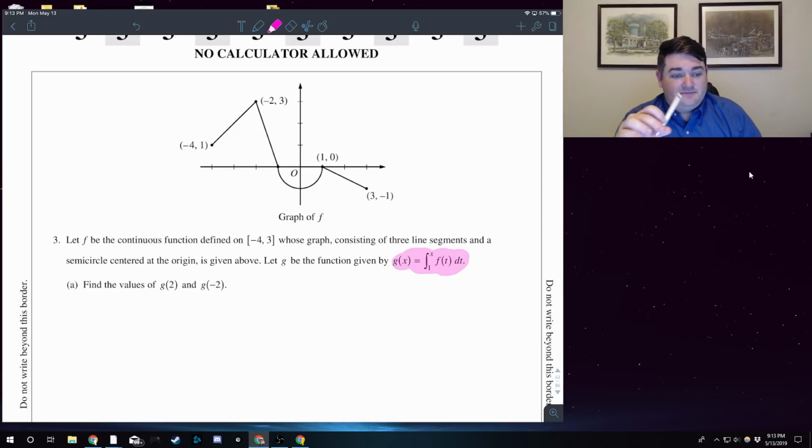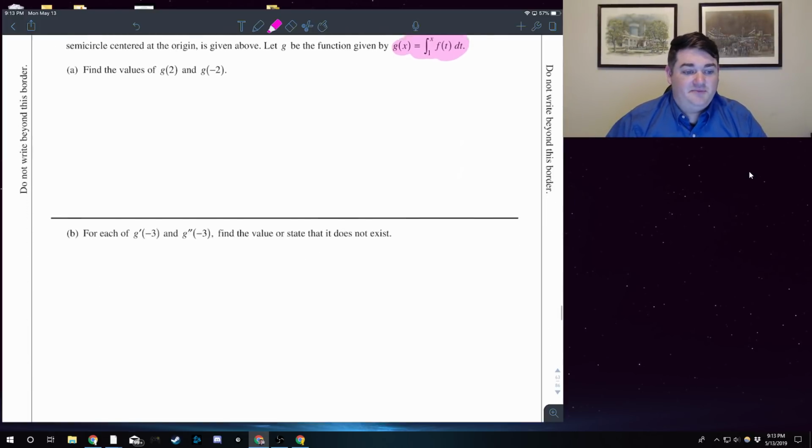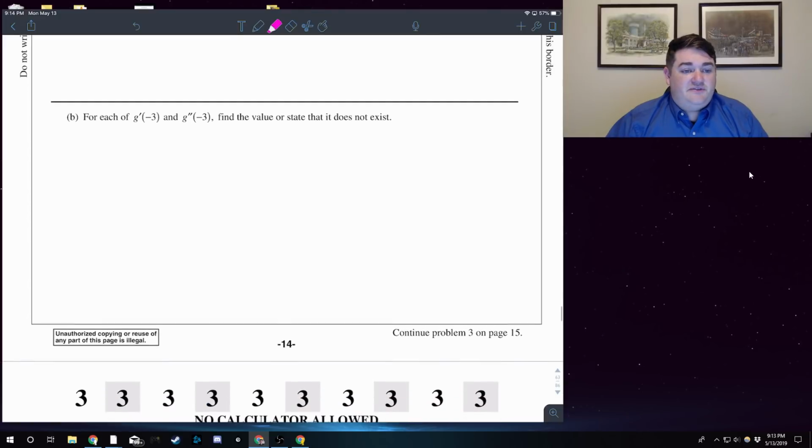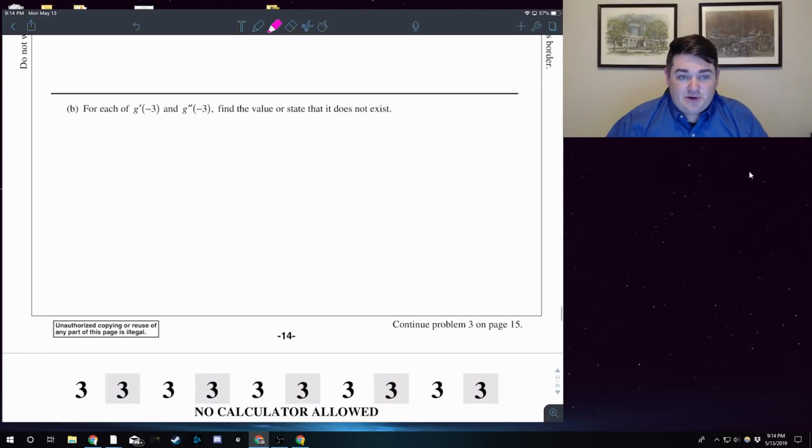So A, find the values of g of 2 and g of negative 2. Man, this is so similar to the problem we did in class today. Maybe we can make a 5-question practice quiz with polar, Taylor, etc. We can always just fly through the multiple choice here and just pick some problems out if we can't find any here. B, find g prime of 3 and g double prime of negative 3.